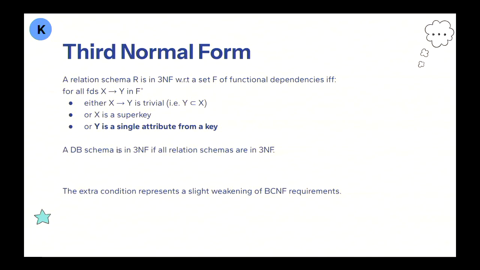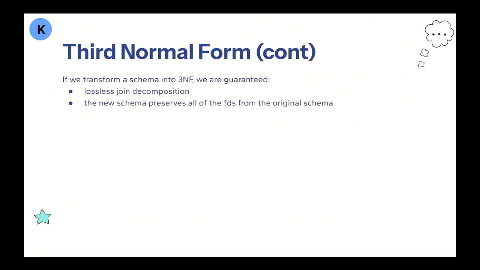So that's the definition of whether the relational schema is in a third normal form, and a DB schema is in the third normal form if all the relation schemas are in the third normal form. Actually, as you can see here, it has an extra condition. It means that it's slightly weaker than BCNF. And here are the properties that could be guaranteed by the third normal form.